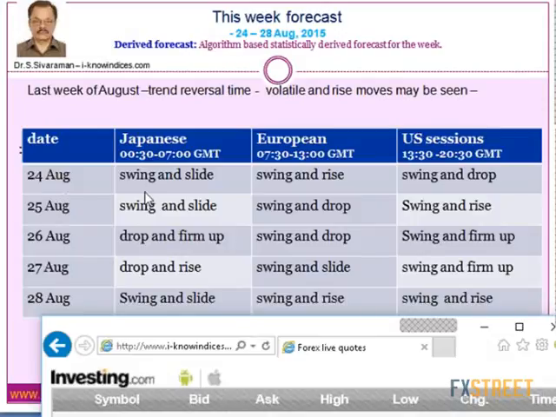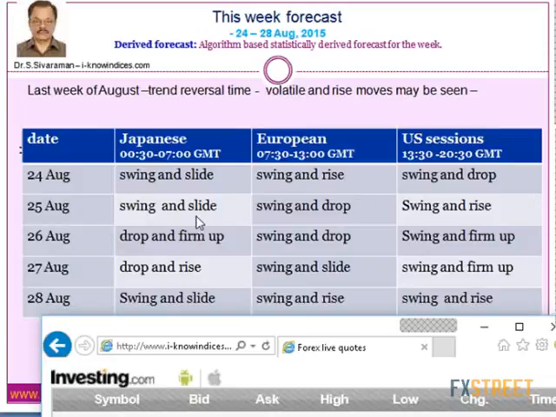So today, 24th, swing and slide moves are expected. Already they have done the slide in the case of Australian dollar, and they will also do it in the case of euro and GBP later on. Then again gain the levels in the case of euro and nominally in the case of GBP, and drop during the US session. And this will be the first volatile move in the market for the week beginning.